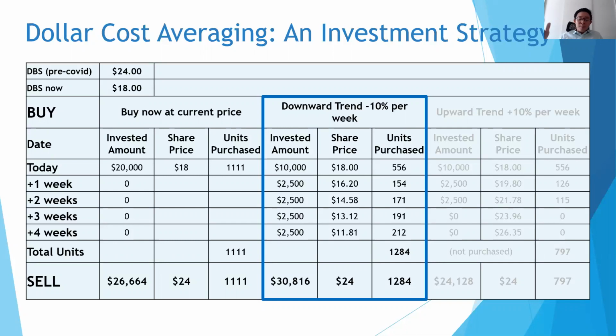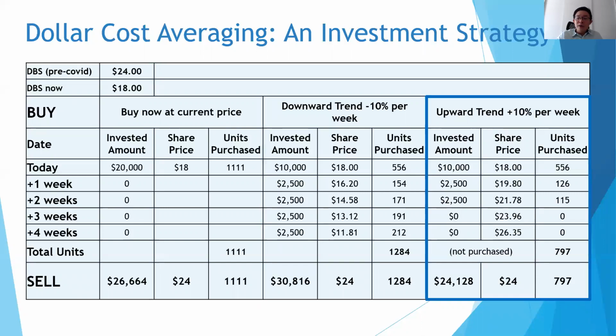So what happens at the end of the day, if you realize, let's say I sell on the fifth week when everything recovers back to $24? I own many more units compared to if I had invested one lump sum earlier. So as mentioned, during uncertain or unstable market conditions, when things are moving up and down, I think this is a very good way to mitigate that risk.